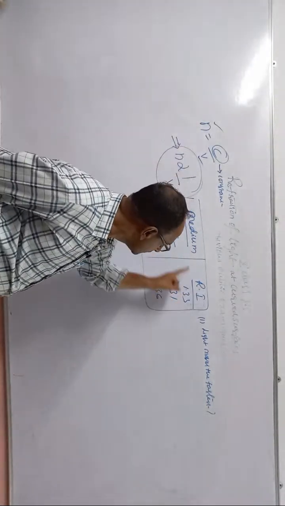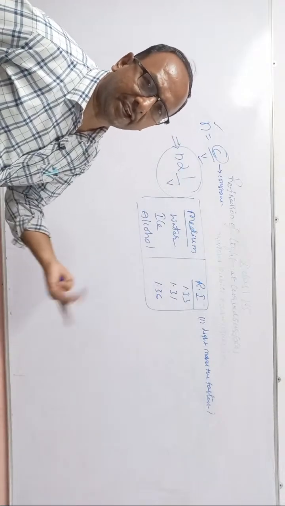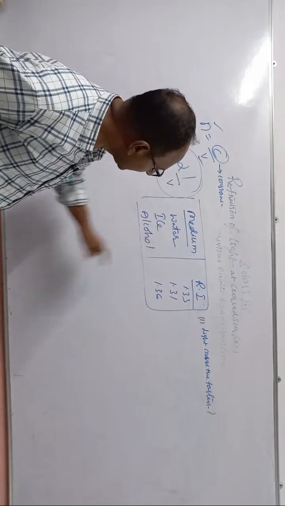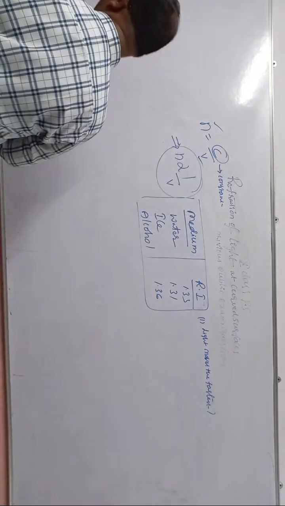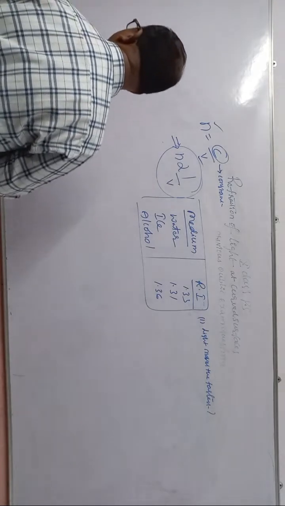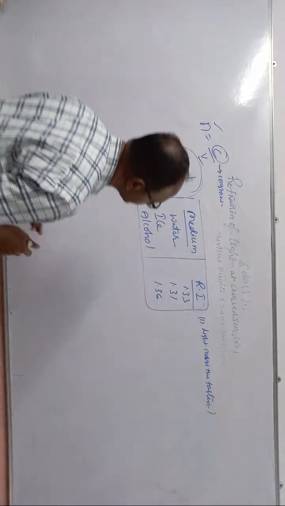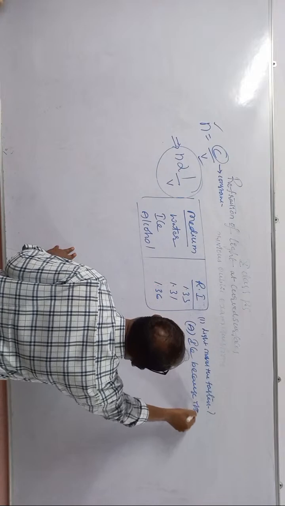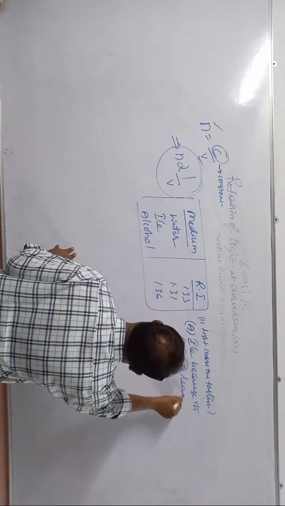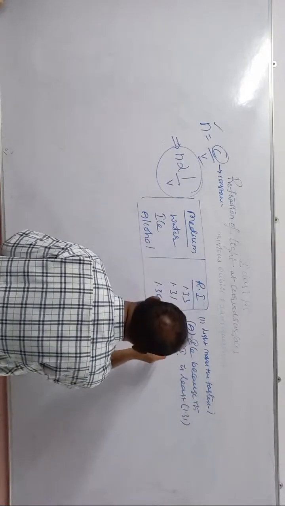So what is the question? From the above media, in which medium does light move fastest? For speed to be higher, the refractive index must be lower. Comparing all these, the one with the lowest refractive index among the three is 1.31. So the answer is that light moves fastest in ice, because its refractive index is least, 1.31.